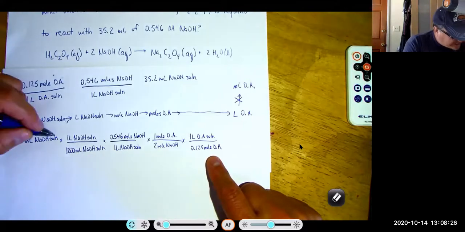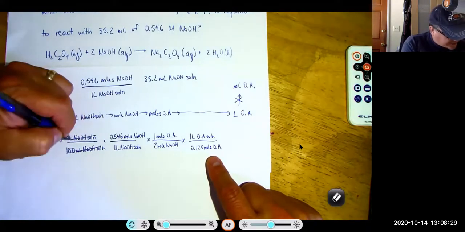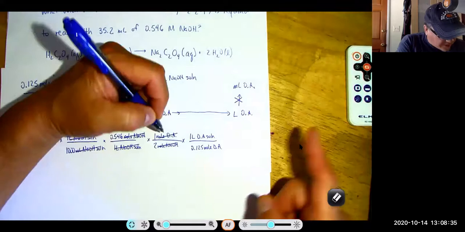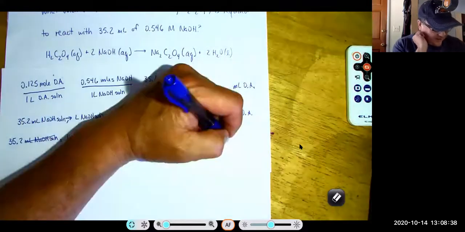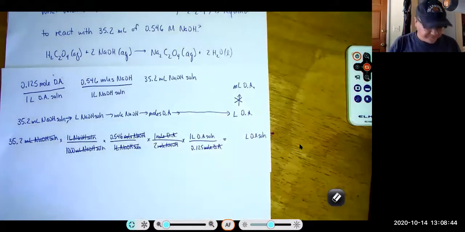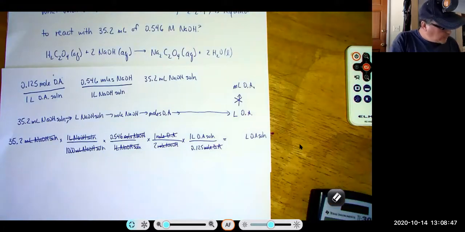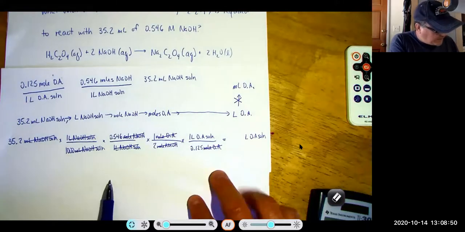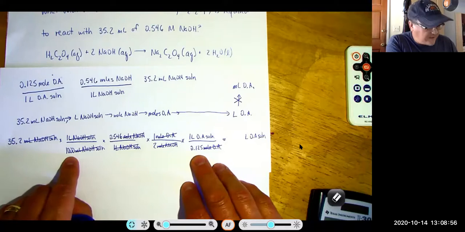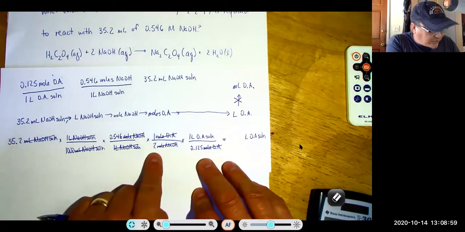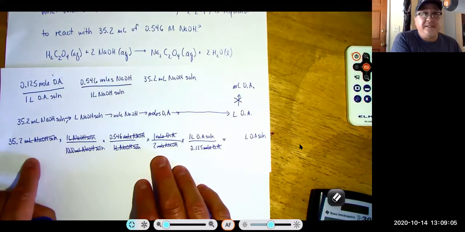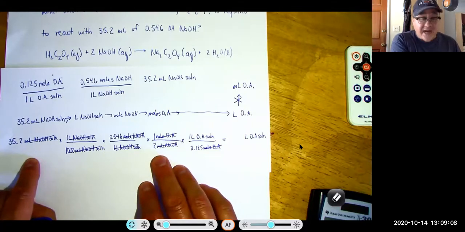And then I'm going to cross this and this out, cross this and this out, cross this and this. Not doing it too fast because I want to make sure that I'm crossing out the correct things. And I will get liters of oxalic acid solution as my final answer. And when we do all the work here, you can see that we have 1,000 times 0.125 is 125. 125 times 2 is 250. 35 will go into 250. Let's see, 1, 2, 3, 4, 5, 6, 7 times.